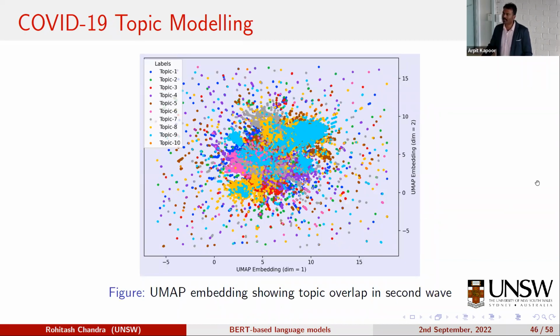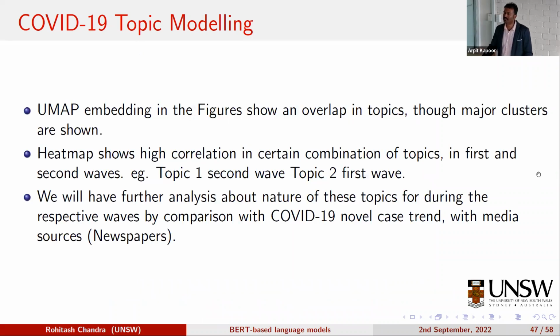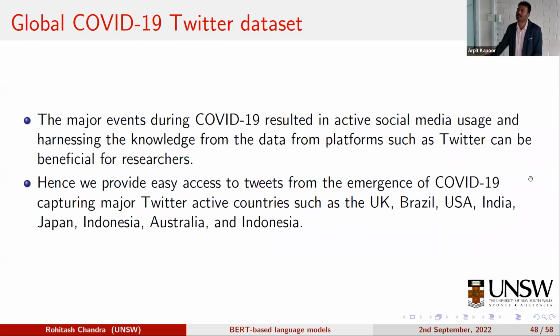Then further UMAP embeddings for the second wave. And in the paper, we also do second wave versus third and first versus the third wave to see how the topics overlap with each other. The heat map shows high correlation of certain topics, and we are going to show more details in the paper. We'll do further analysis of the topics during the respective waves by comparison with the COVID-19 case trend and with media sources in the newspapers and so on. What types of topics were expressed in the media, we're doing that in the paper.